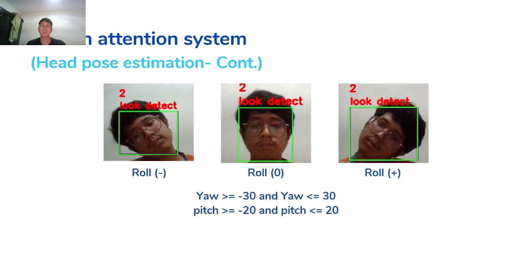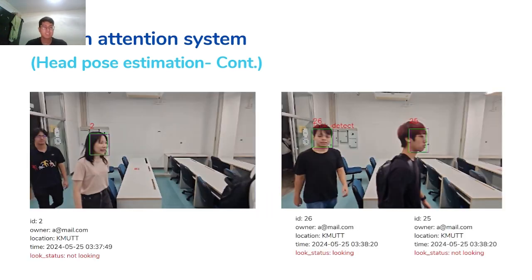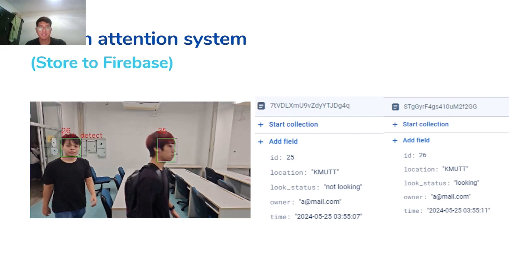We have a set of conditions that we can use to label that the person in the frame is looking. We set the yaw in the range of minus 30 to 30 and the pitch in the range of minus 20 to 20. This is the example, where we can get the status of the looking. After we get all of the data from the person, we send all this information to Firebase.